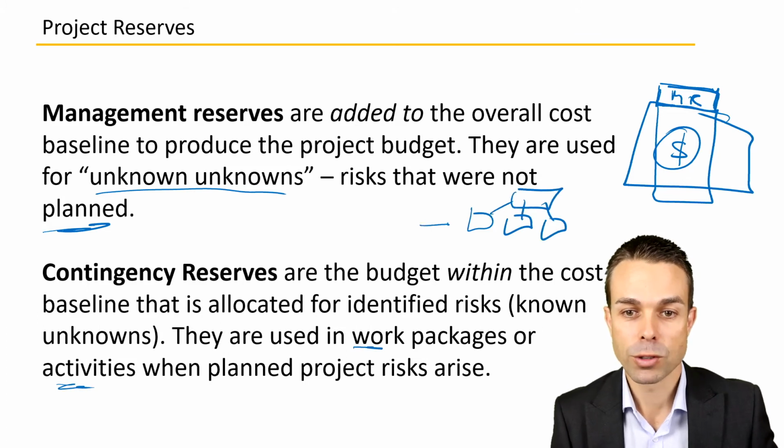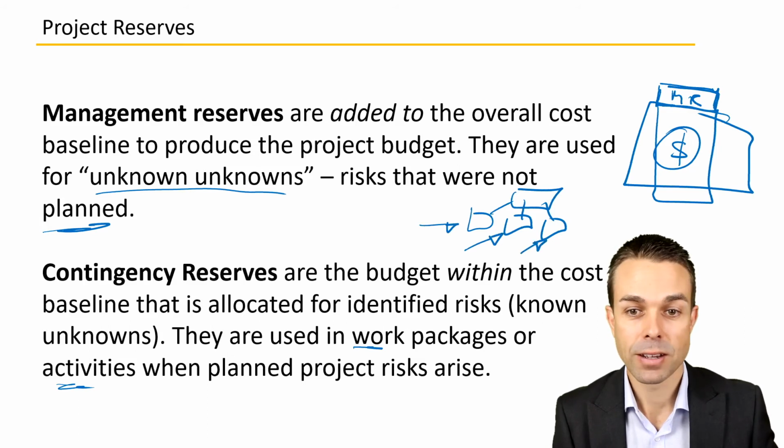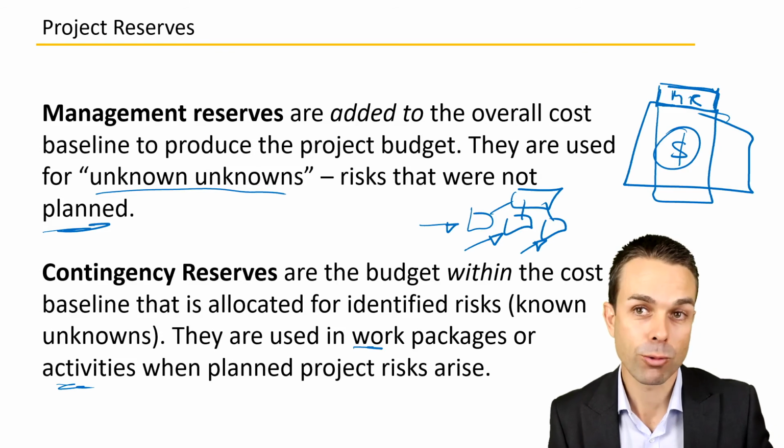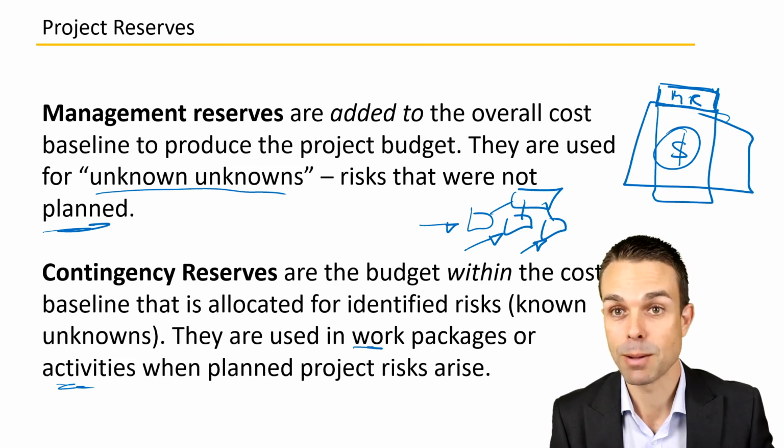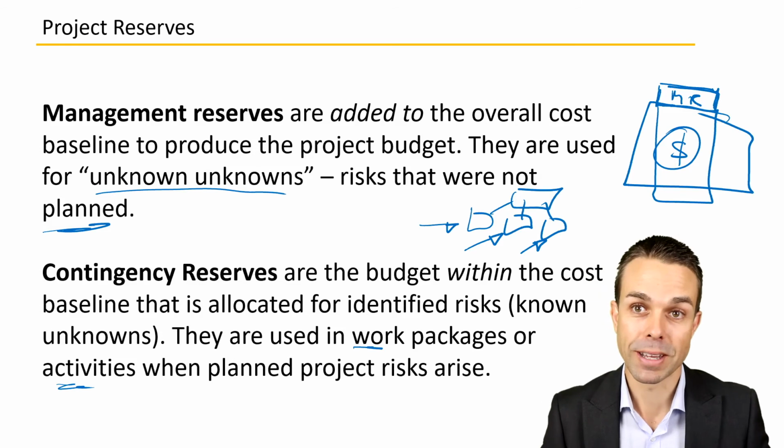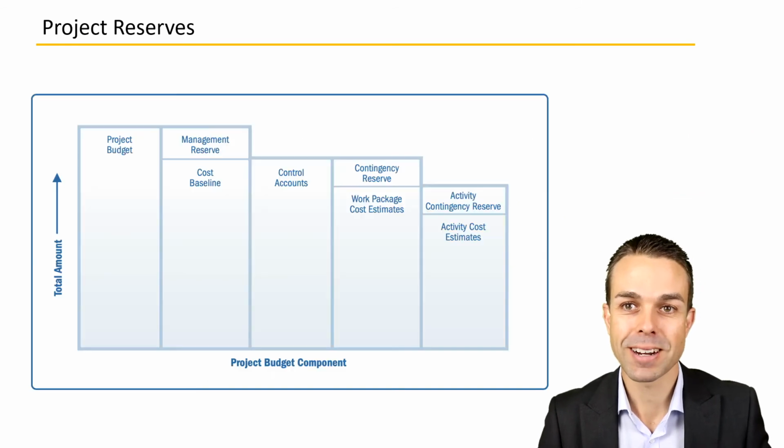And for those, we attribute a cost, and we add contingency reserves within each of those activities for any of the risks that we have looked at that we see that might be coming up as we go along in our project. So let's look at an example.